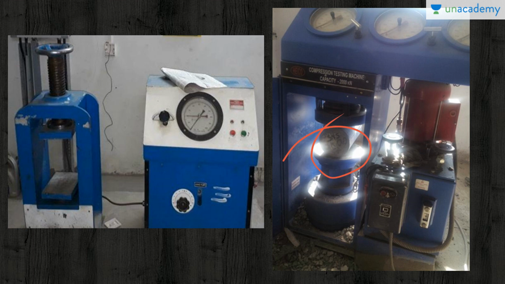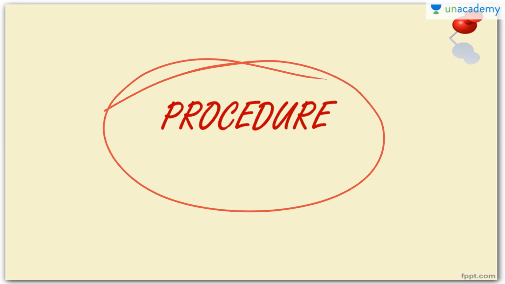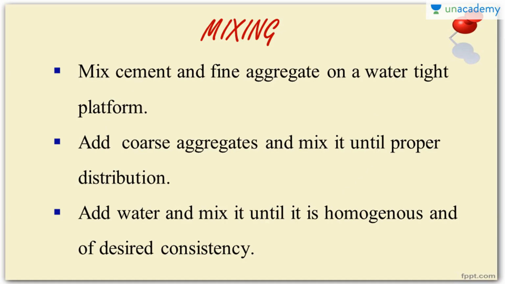Okay, so now let's move on to the procedure itself. Now let's see how the experiment is done actually. Before that, first we need the concrete mix. First and foremost, you take a particular mix that is recommended by your laboratory in charge or according to your experimental question, whether it is M15, M20, whatever it is, and measure the ingredients according to the proportions.